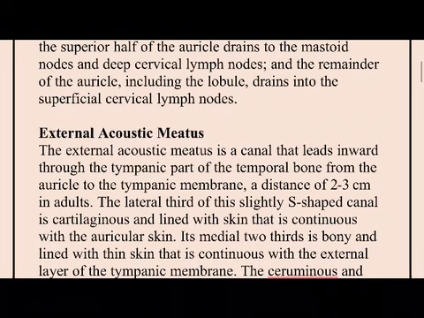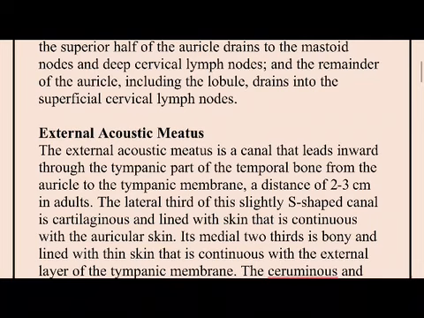The lateral third of this slightly S-shaped canal, that's the external acoustic meatus, is cartilaginous and lined with skin that is continuous with the auricular skin. Its medial two-thirds is bony and lined with thin skin that is continuous with the external layer of the tympanic membrane. There are ceruminous and sebaceous glands in the subcutaneous tissue of the cartilaginous part of the meatus, and this produces cerumen, that's the ear wax.